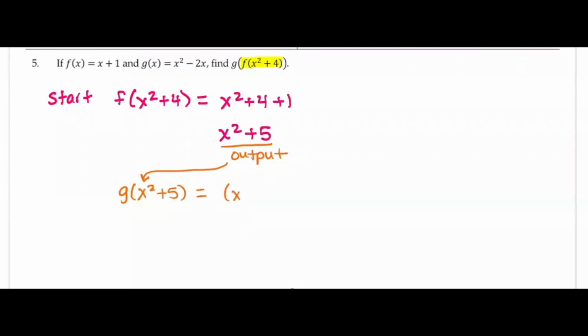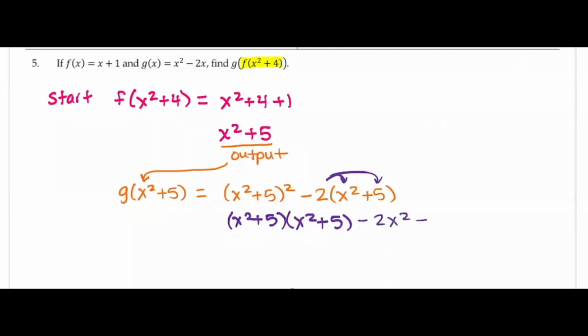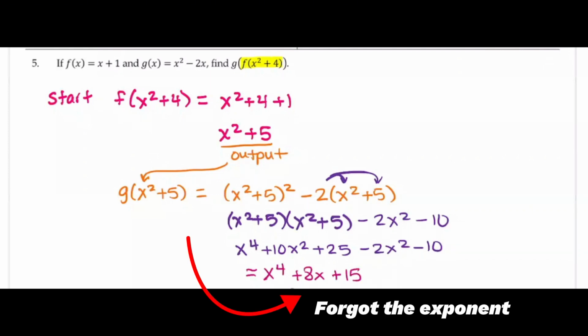And we're going to evaluate all over again. So we have x squared plus 5, and we're squaring that, minus 2 times that input. And here we're just going to clean this up by doing our algebra. And we get our final output to be x to the 4th plus 8x squared plus 15.